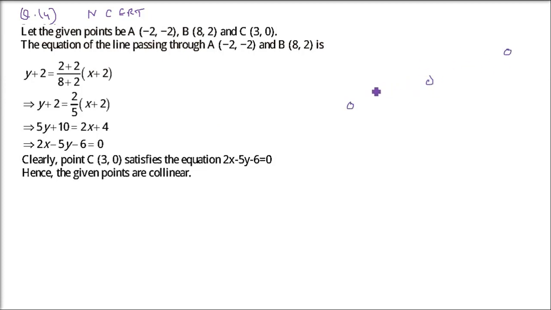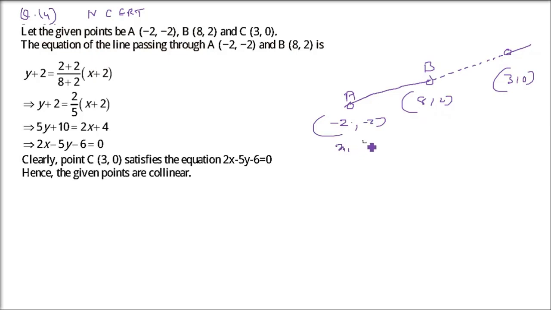So these are 3 points. We assume this point to be A, this B, and this C. I'm just pointing it. A is (-2, 2), B is (8, 2), and C is (3, 0). So we'll make an equation and try to satisfy the third point on this equation. That means this line will hold that third point. So these three ought to be collinear, on the same line.